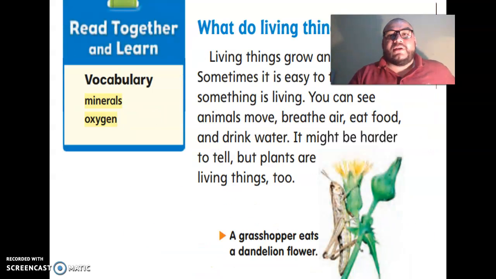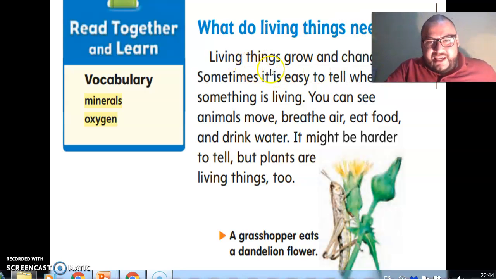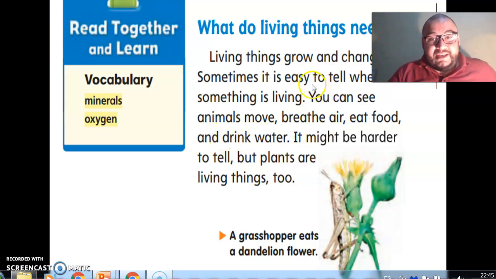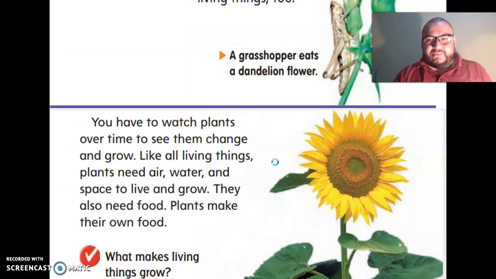Repeat after me. Living things grow and change. Sometimes it is easy to tell when something is living. You can see animals move, breathe, drink water. Living things need to breathe air, eat food, and drink water. Very good.